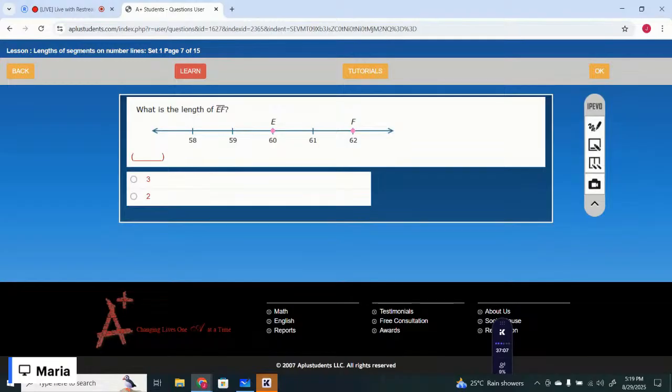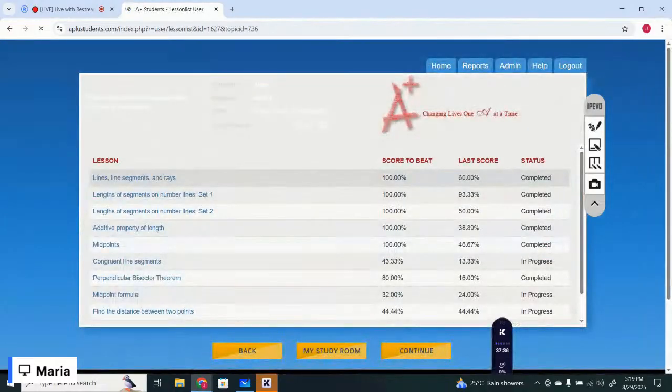What is the length of EF? That is two. Option number two is the correct option. You can complete the lesson by yourself later today. Move on to the next lesson.